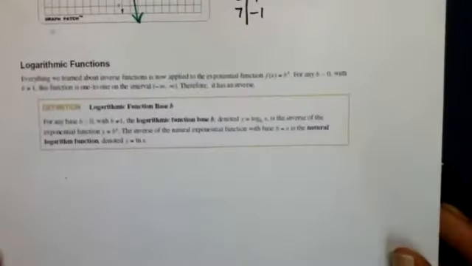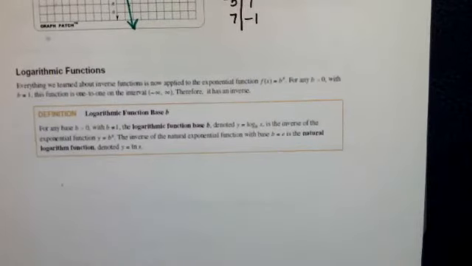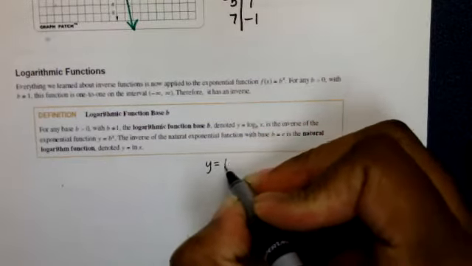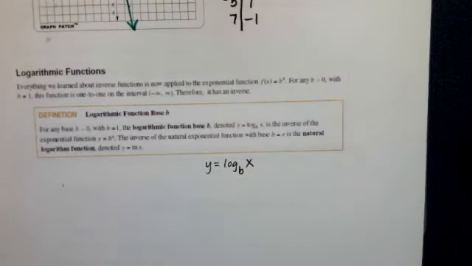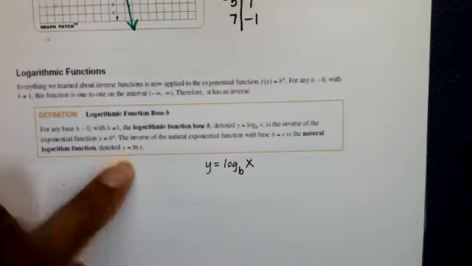All right, next we'll look at logarithmic functions. Now, for any base b greater than 0, where b is not equal to 1, the logarithmic function base b is denoted by y equals log to the base b of x. And that's the inverse of the exponential function, y equals b to the x, okay? So the inverse of the natural exponential function with base b equal to e would be the natural logarithmic function denoted by y equals ln of x.